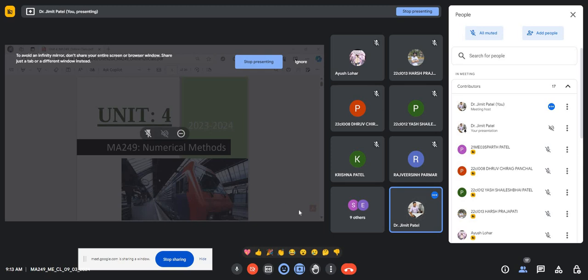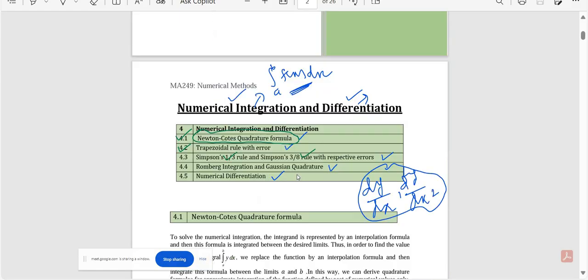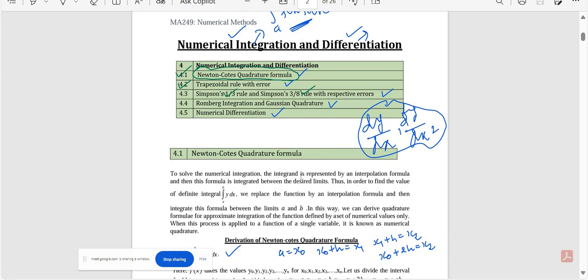Okay, so as you know, in the last lecture we discussed our unit number 4, numerical integration. So we continue with that. You can see the name of the unit is numerical integration and differentiation. In the last lecture we completed 4.1, the Newton-Cotes quadrature formula. Then we discussed the trapezoidal rule with error, then Simpson 1 by 3 and Simpson 3 by 8. We will start with Romberg integration in today's session, that is our 4.4.